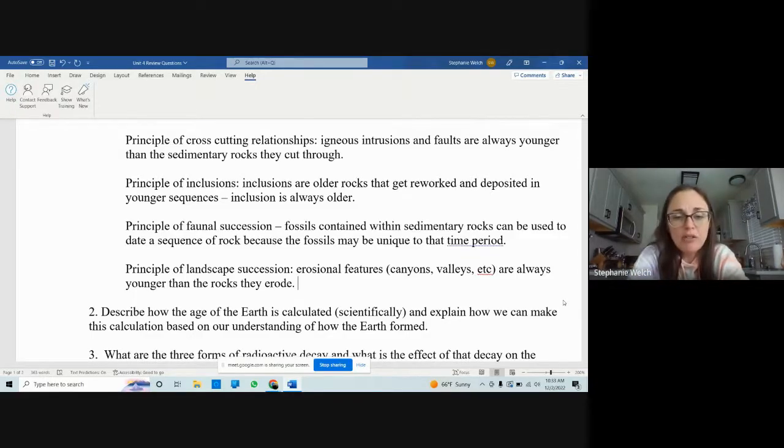Another example I don't think I really referenced too much in the lecture is cave formation. The caves are always more recent than the layers of rock that cave has eroded through. So caves form as acidic water travels through fractures in limestone, and then those fractures widen over time. And so again, the rock had to be there first for the cave to form through it. So it's just another example, in effect, of landscape succession.